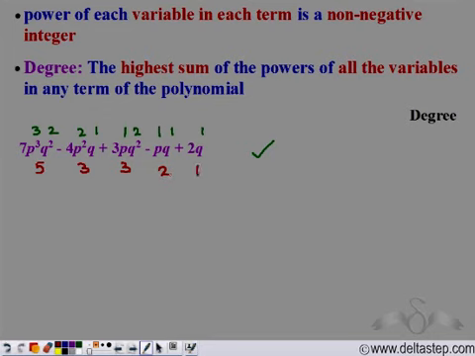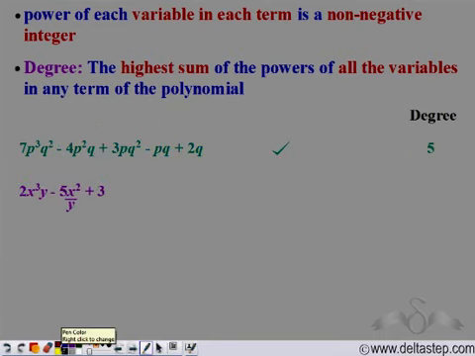So what is the highest sum? Now we have got the sum of the powers of variables in each term. It has 5 terms, so we have got 5 sums. We take the highest of these sums. The highest of these sums is 5. So the degree of this polynomial is 5. So this is a polynomial with 2 variables having degree 5.